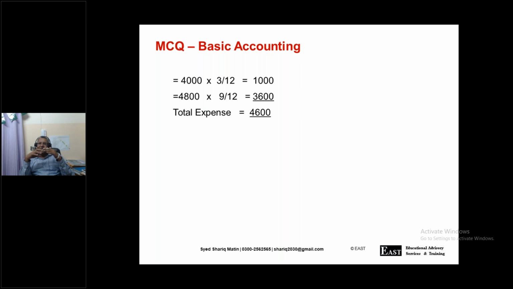So January, February, March of 2015. And then as Shapar said, 4,800 into 9 over 12 this time. Why 9 over 12? Because from April till December 2015, there are 9 months. And I got the answer 3,600. 1,000 plus 3,600 is 4,600.